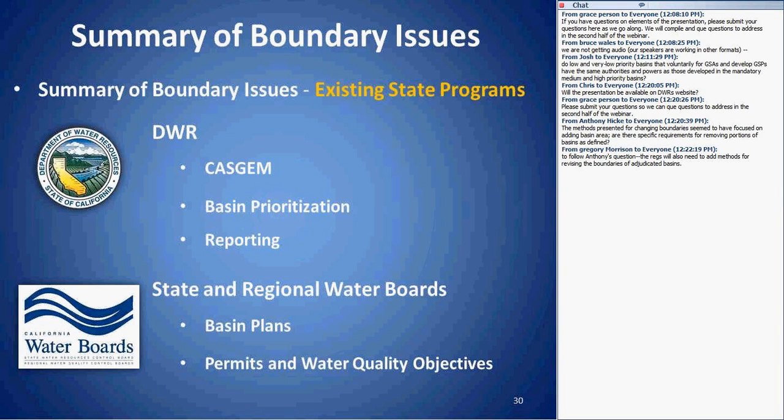Also, basin prioritization, as I just mentioned. We have a requirement through the Sustainable Groundwater Management Act that any time a basin boundary changes, we have to reprioritize the basins in the state. As for effects to state and regional water boards, if boundaries change, there could be effects to existing basin plans, permits, and water quality objectives.